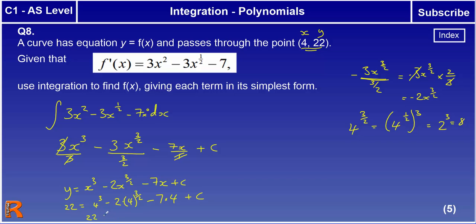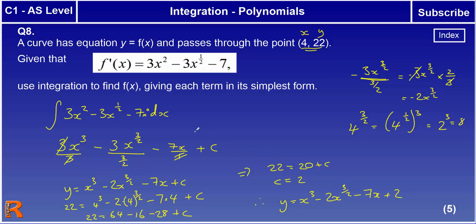So we've got 22 equals 4 cubed, 4 times 4 times 4 is 64, minus, this we decided was 8, times 2 is 16, minus 7 times 4 is 28, plus the constant. So we're taking away 44 from 64, which is 20. So this gives us 22 equals 20 plus the constant, so c equals 2. And therefore y equals x cubed minus 2x to the 3 upon 2 minus 7x plus 2.